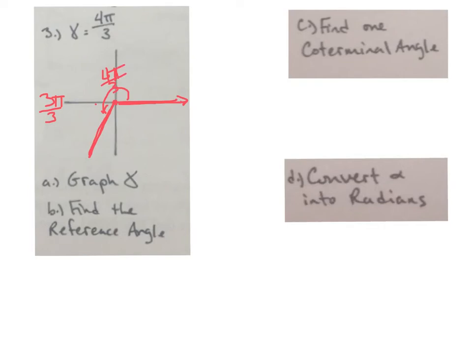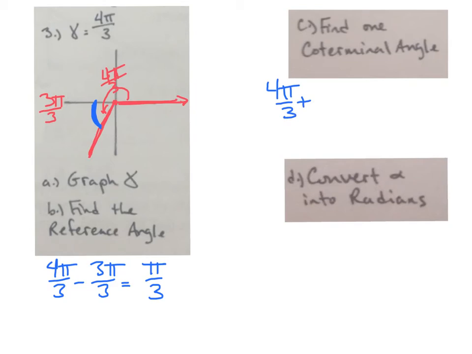Remember that the reference angle is going to be the angle that it makes with the nearest x-axis, so only this piece is our reference angle. So we're going to start with our 4 pi over 3 and subtract off pi, that 3 pi over 3. And that leaves us with a reference angle of pi over 3. To find a coterminal angle, take the angle that we have, our 4 pi over 3, and add one more trip around the circle. But in radians, a trip around the circle is 2 pi. So that's what we need to add.